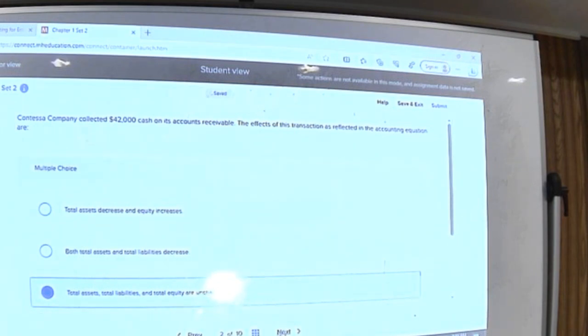Contessa Company. They collected cash on an outstanding account receivable. And what did that do to the accounting equation? Well, it didn't do much. Total assets, total liabilities, and total equity are unchanged. Okay? Problem 3.